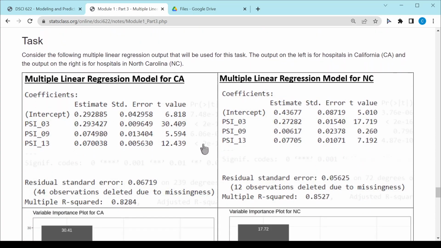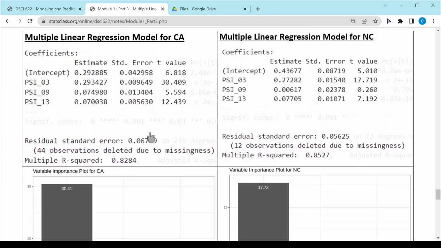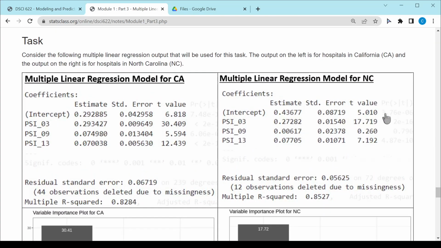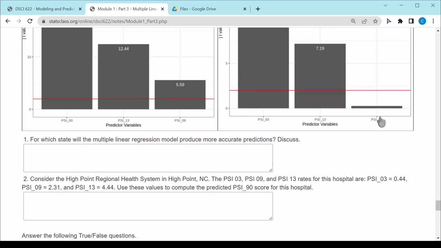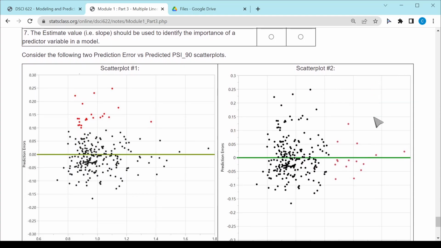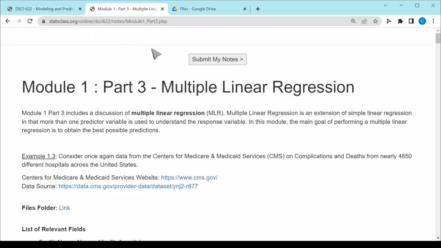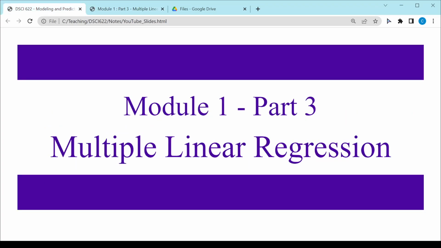For the task here, I have gathered hospitals in California and fit a multiple linear regression model and gave you the variable importance plot. And I also gathered data from North Carolina, gave you the regression output and also the variable importance plot. I have a set of questions here for you to answer, including some true-false questions, a couple scatter plots down here from the prediction errors. Go ahead and try to answer that information and hit submit, and then of course my answers will be given to you so that you can check your understanding.